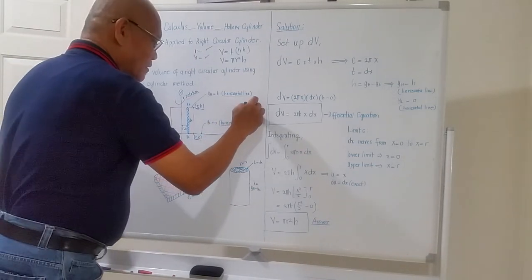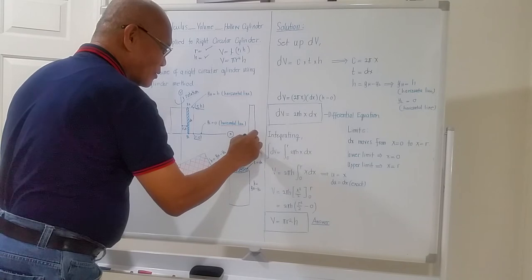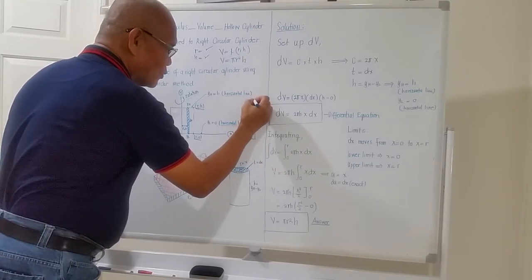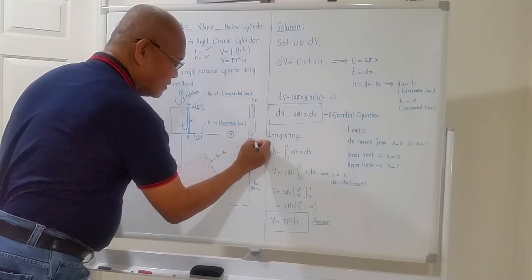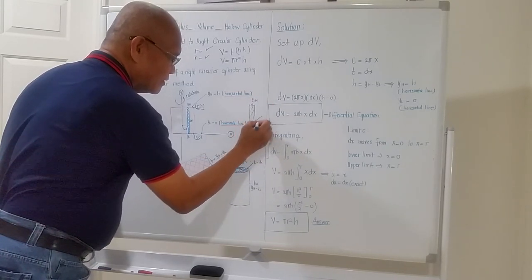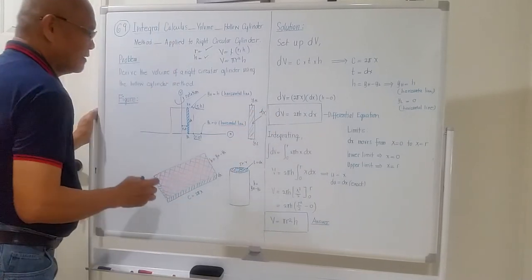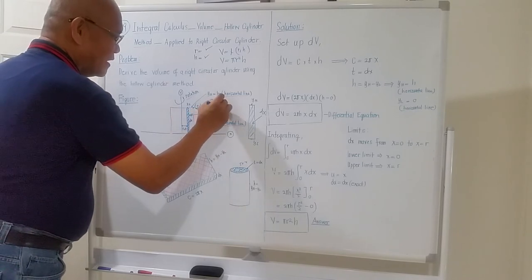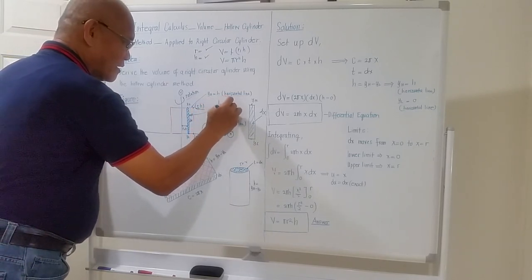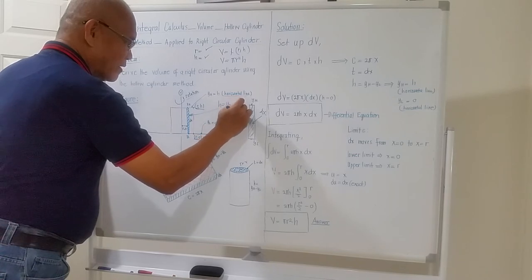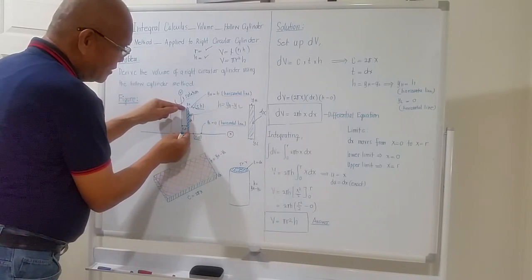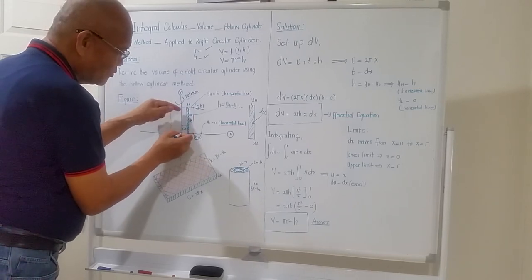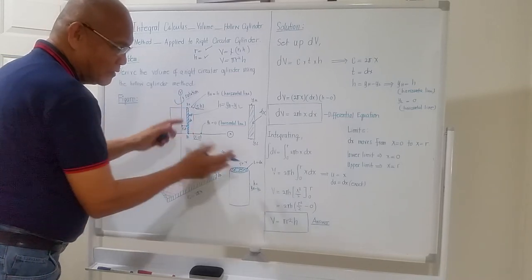So if we bring out the vertical slice, this is y higher, this is y lower, the thickness is dx. And the height is actually y higher minus y lower. This height here is the ordinate here minus the ordinate here as dx moves from 0 to r. It varies.